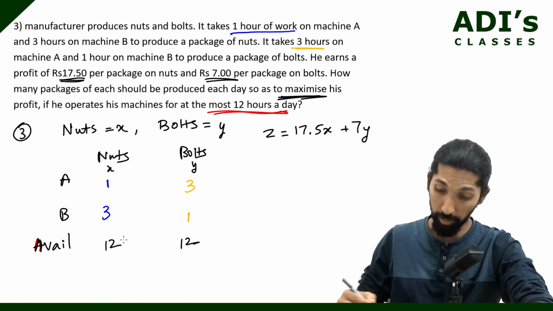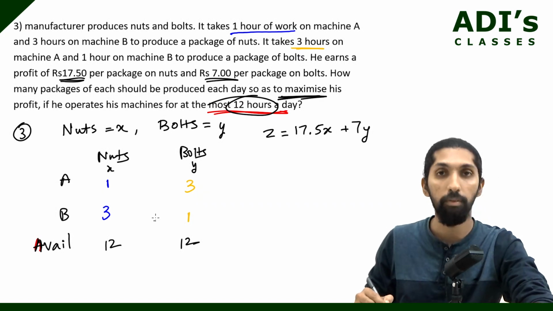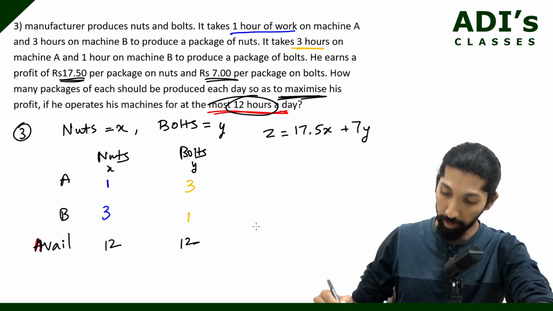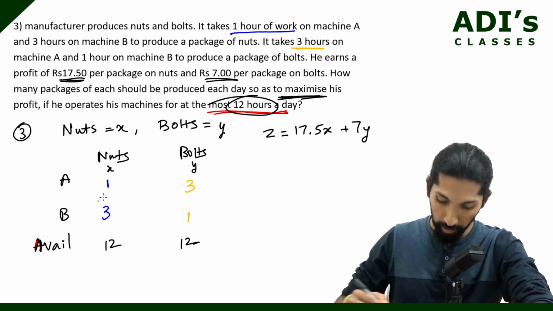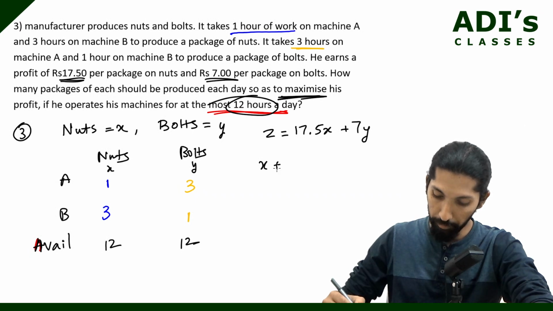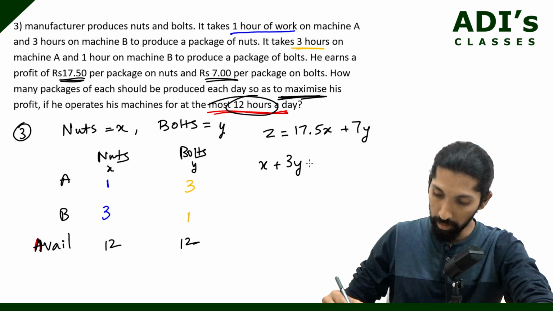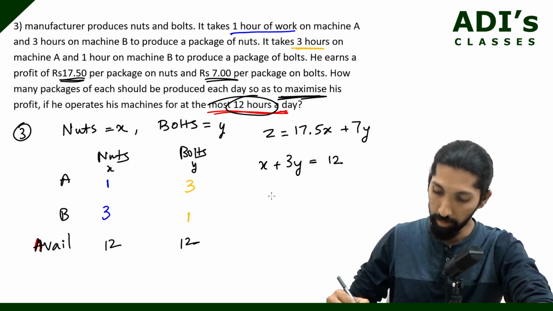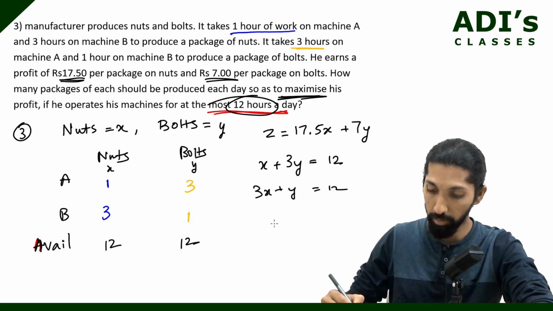Fine? 12. Because it says 12 hours a day. So availability is just 12 hours. Now with this information, we can make a small, very simple equation. The first one is going to be x plus 3y is equal to 12, and 3x plus y is equal to 12.